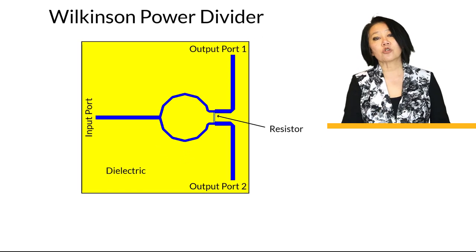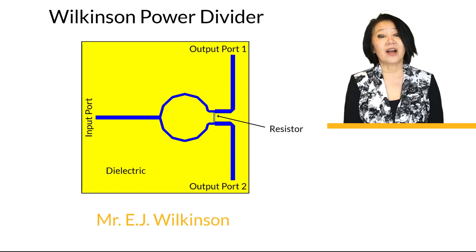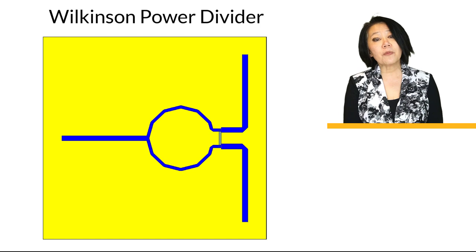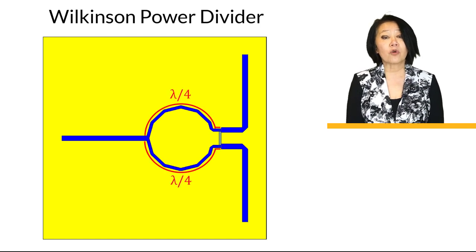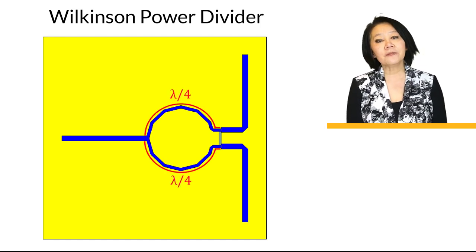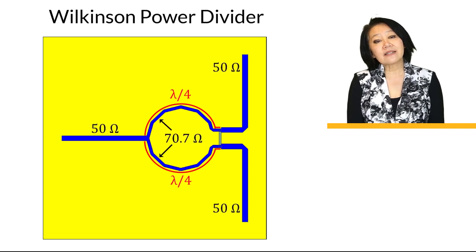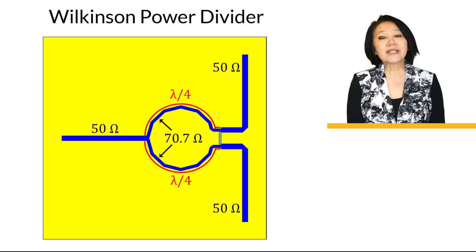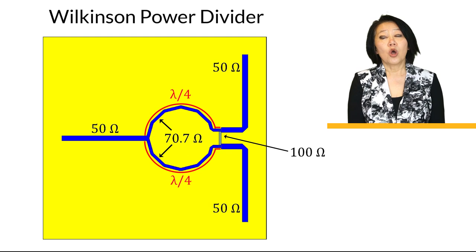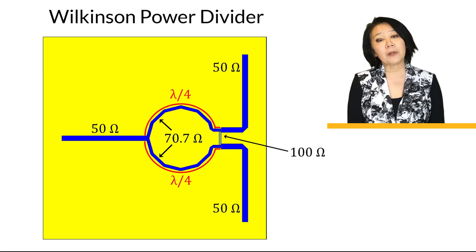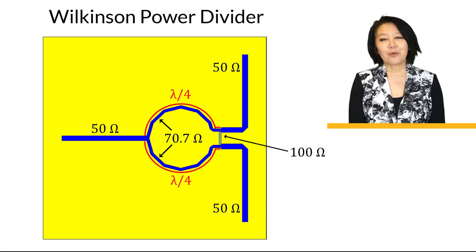And a big thank you to Mr. Ernst and Wilkinson for this find. The two microstrip arms have a length of lambda over 4, a quarter wavelength transformation. The lines have a characteristic impedance of 50 ohms. The lumped resistor, connected between the two output arms, has a resistance value twice the characteristic impedance, and that's to ensure the isolation between the output ports.